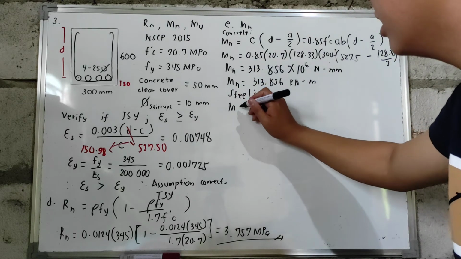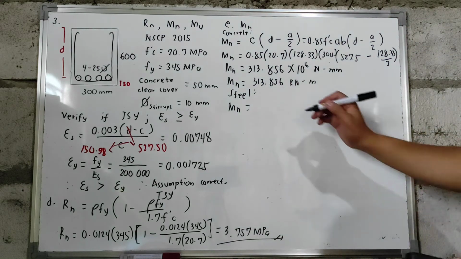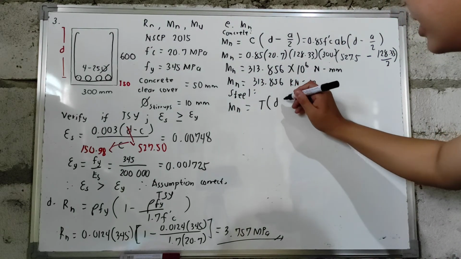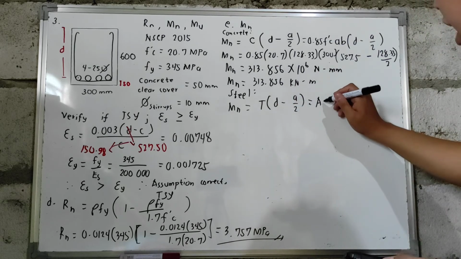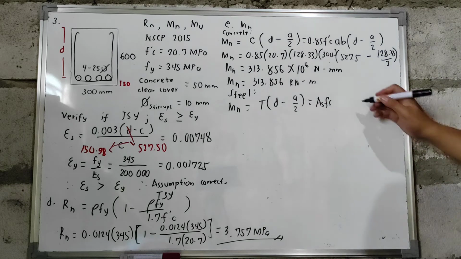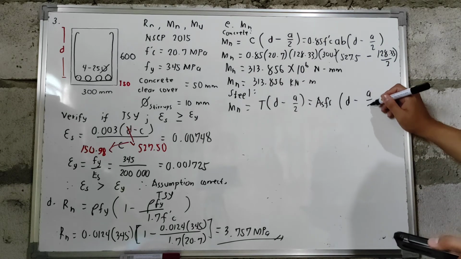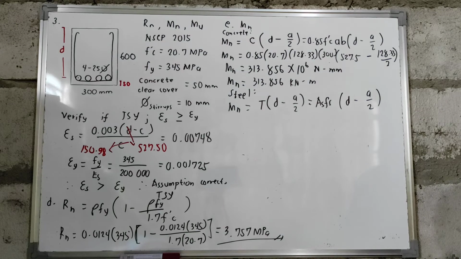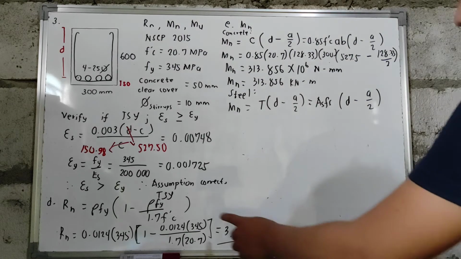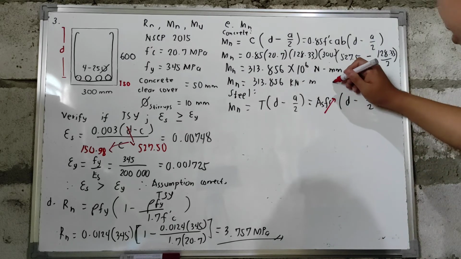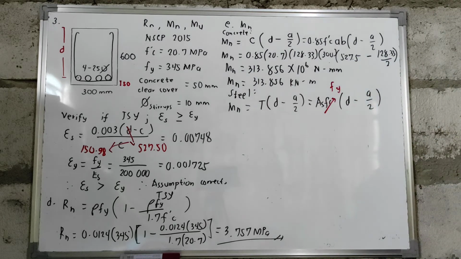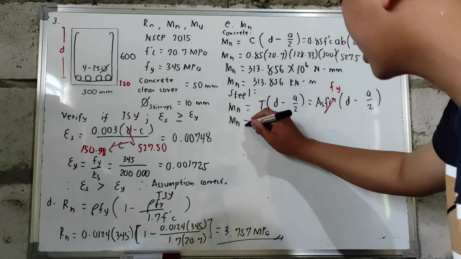So, mag-reference naman tayo dun sa steel. So, sa steel naman, nominal moment resistance, that is T multiplied by D minus A over 2, which is equal to yung T natin, that is AS Fs, multiplied by D minus A over 2. Kaso nga lang, na-check natin na tension still will yield. So, meaning to say, Fs will now equal to the value of your Fy. So, magiging AS Fy, D minus A over 2 yung formula natin in computing for the value of your nominal resistance sa steel.